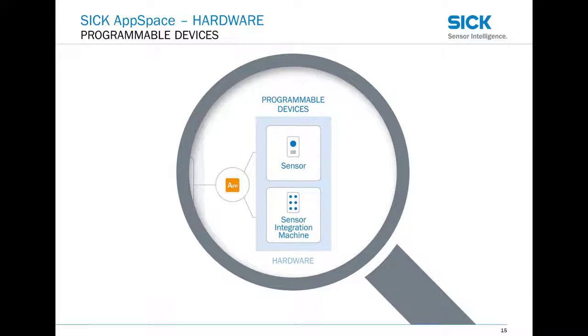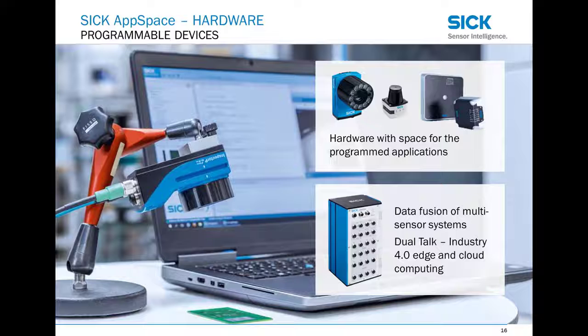Programmable devices from ZIC give space for customized sensor apps. This enables completely new solutions in the field of automation, and these solutions can be flexibly exchanged at any time. Programmable ZIC devices are currently available in the vision, LiDAR, and RFID areas. On top of that, the sensor integration machine enables data from multiple sensors to be merged, integrated, and processed directly on site, all via apps. Our portfolio of programmable devices is constantly updated to include other sensor technologies as well.